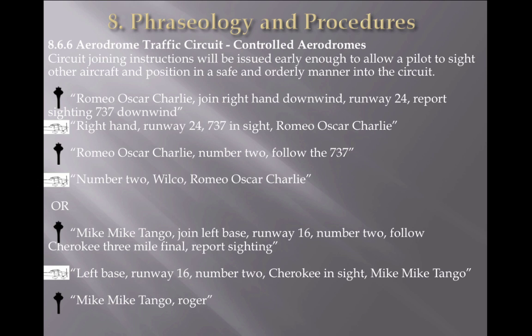Romeo Oscar Charlie, number 2, follow the 737. Number 2, Wilco, Romeo Oscar Charlie. Or, Mike Tango, join left base runway 16, number 2, follow Cherokee 3 mile final, report sighting. You'll respond, left base runway 16, number 2, Cherokee in sight, Mike Tango. You'll get confirmation readback from the tower, Mike Tango, roger.